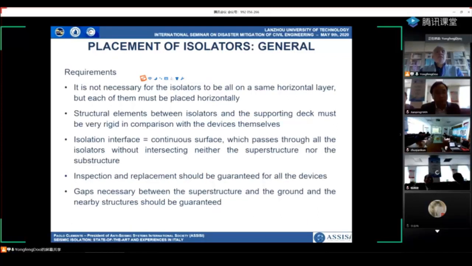Where should the isolators be placed? Well, it is not necessary for all of them to be on the same horizontal layer, but each of them must be placed horizontally. Structural elements between the isolator and the supporting deck must be very rigid in comparison with the isolators themselves. The isolation interface is a sort of continuous surface which passes through all the isolators without intersecting either the superstructure or the substructure. Inspection and replacement should be guaranteed for all the devices. Necessary gaps between the superstructure and the ground should be guaranteed.